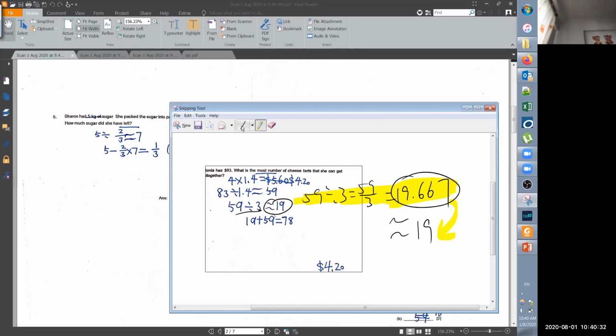So technically here, you are not 100% correct because you round, that means you estimate. So you round up or down immediately without writing this, which is not right. Okay? Okay, good.